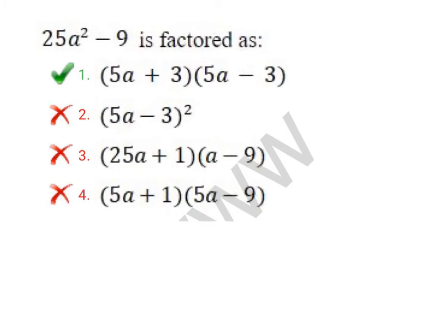25a square minus 9 is factorized as it is like a square minus b square. So, you can write it as 5a whole square minus 3 square, which is 5a plus 3 into 5a minus 3.